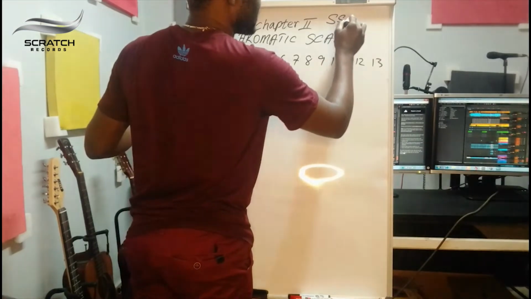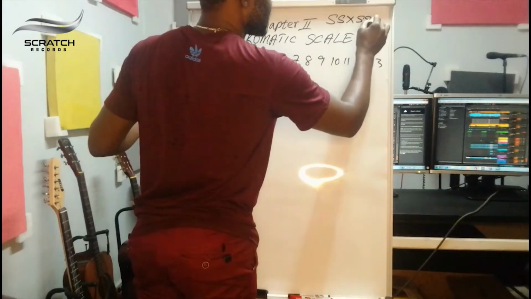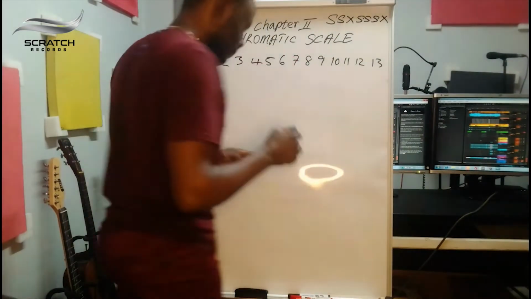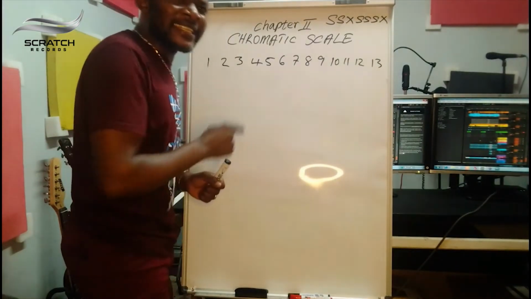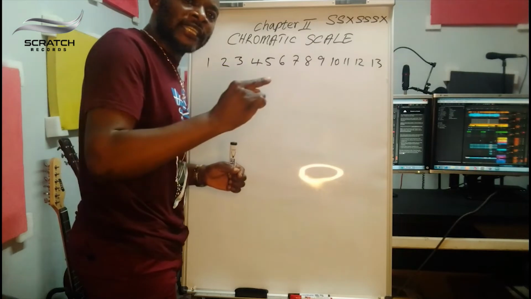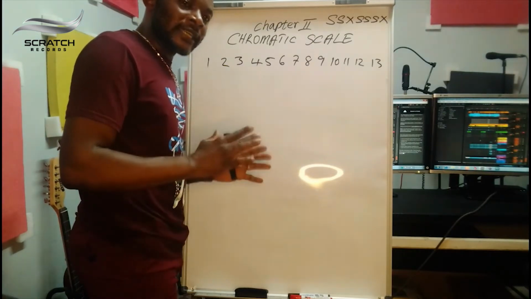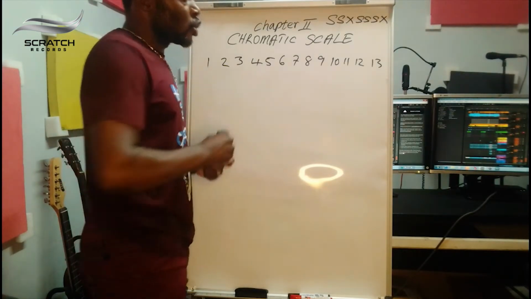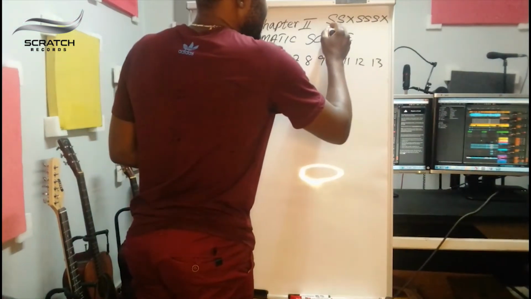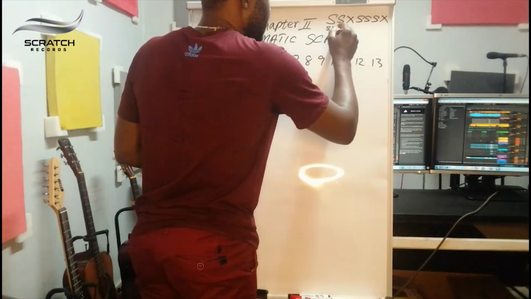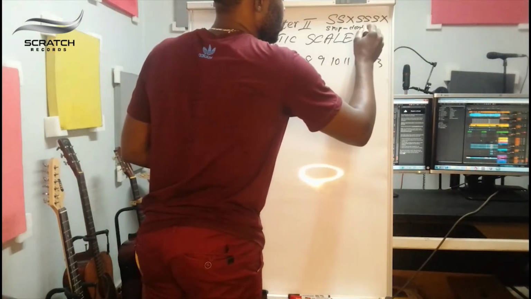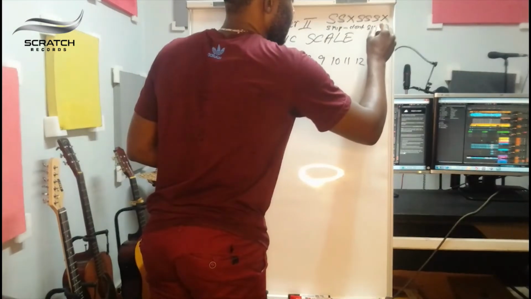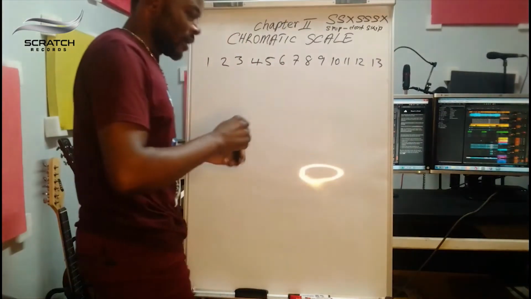S S X S S S X. What is this supposed to mean? S stands for skip and X stands for do not skip. So we have skip here and we have don't skip here. That's the formula.